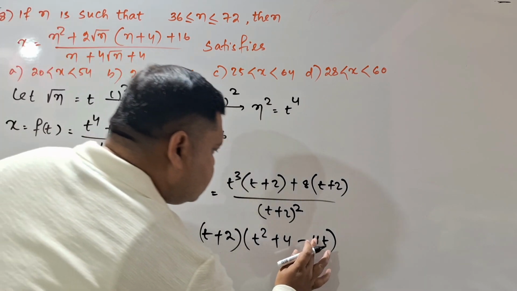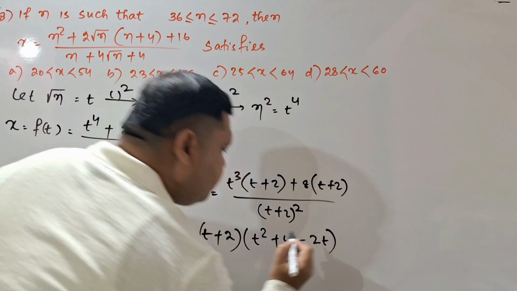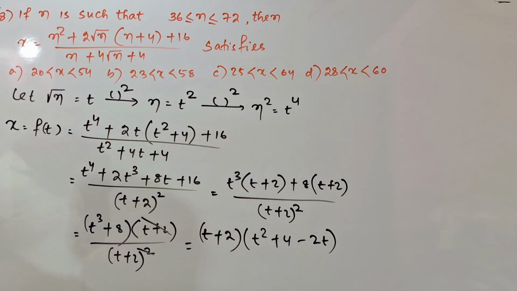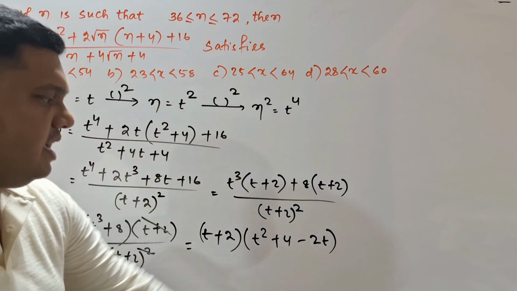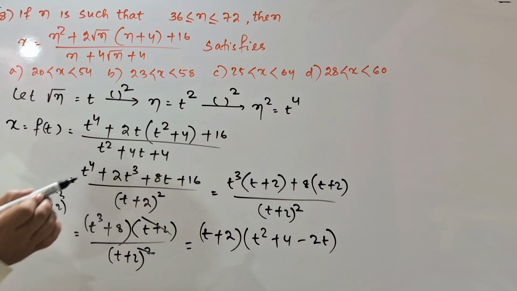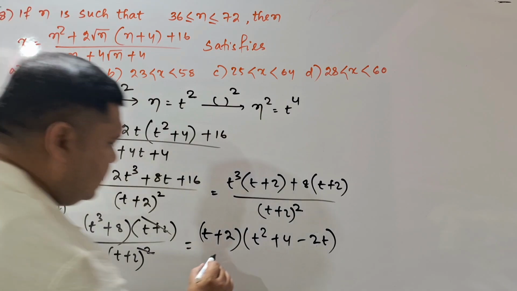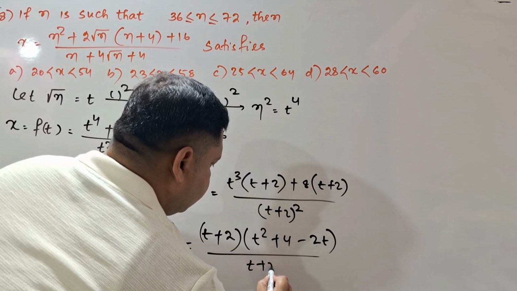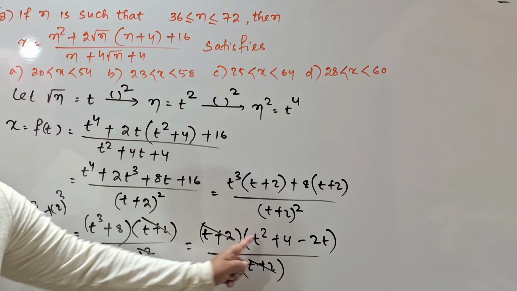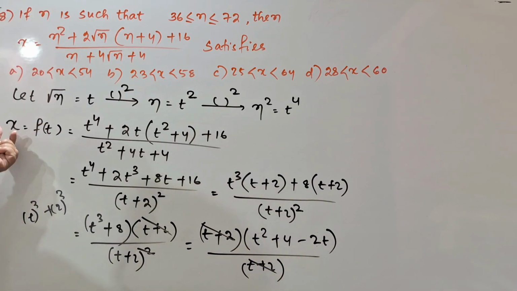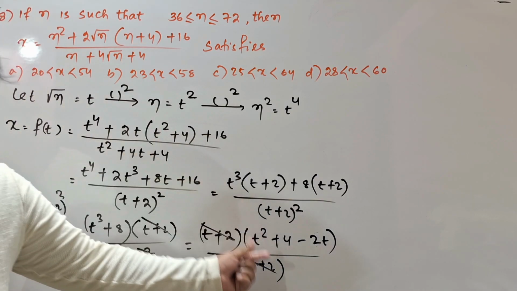Because this can be written as t cube plus 2 cube, so this is minus ab. A is t, b is 2, minus 2t, divided by t plus 2. This t plus 2 gets cancelled. Now this is the value of x, when we express x as a function of t.